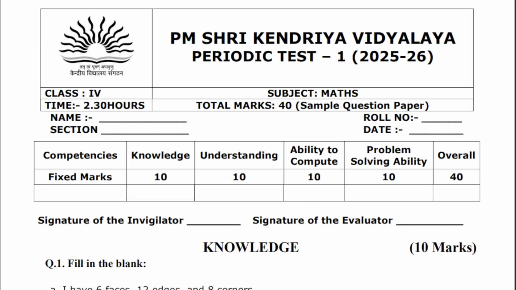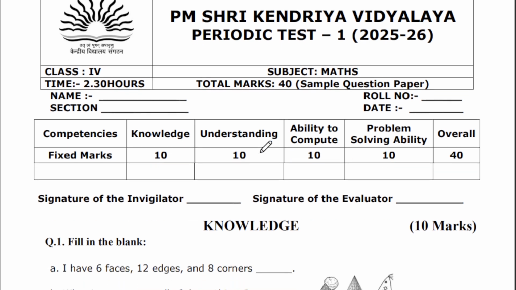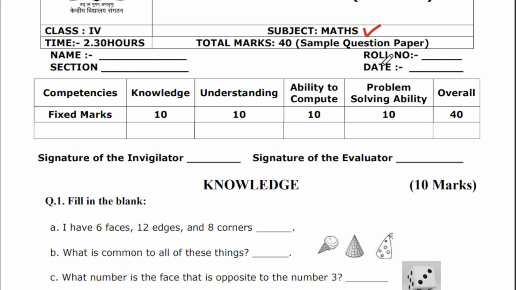So today we are going to see the class 4 periodic test 1 sample question paper for the subject maths. This question paper is based on the new syllabus: shapes around us, hide and seek, and patterns around us. Very important: knowledge 10 marks, understanding 10 marks, ability to compute 10 marks, and problem solving ability 10 marks. Total marks is 40.